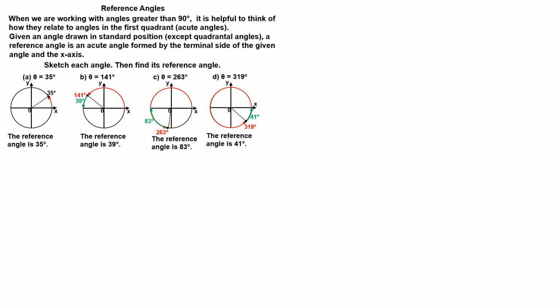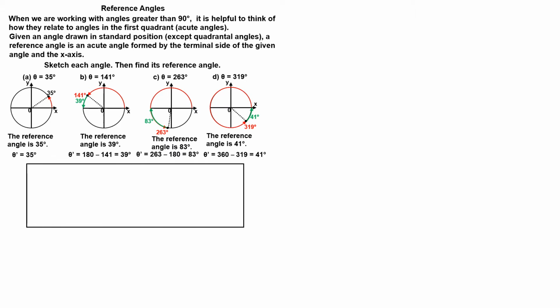Now let's see what we did to get the reference angles for each item. In item A, the reference angle is the angle itself because it is in the first quadrant. In item B, the angle lands in the second quadrant. We take the angle and subtract it from 180 degrees. In item C, the angle lands in the third quadrant. We subtract 180 degrees from the angle. In item D, the angle lands in the fourth quadrant. We take the angle and subtract it from 360 degrees.